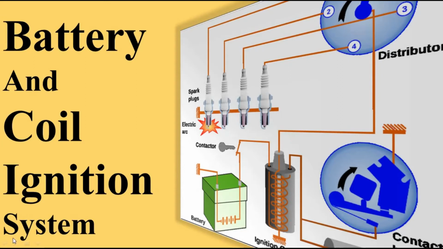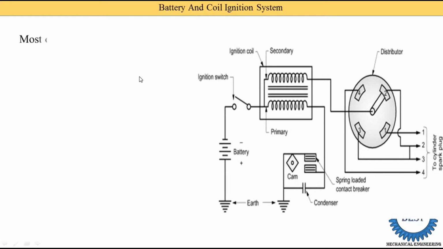In this video, I teach you battery and coil ignition system. Ignition system means how the combustion is initiated in an internal combustion engine. So there are a number of ways to start the ignition in IC engines. In this video we understand the battery and coil type ignition system, its components, and working.